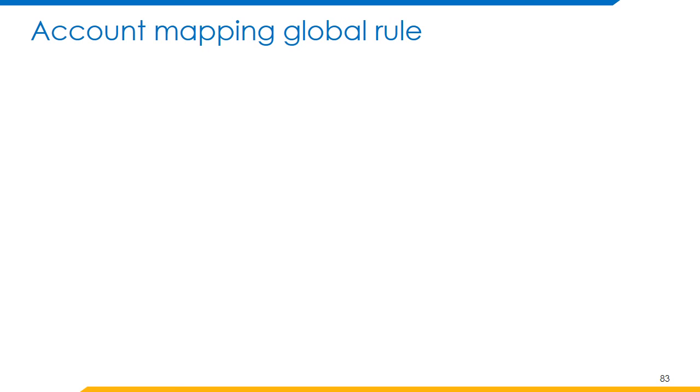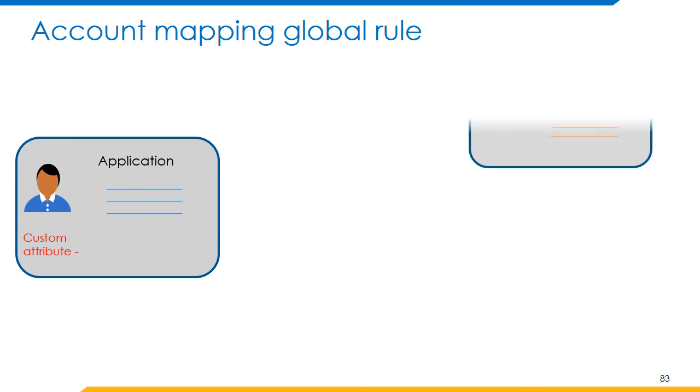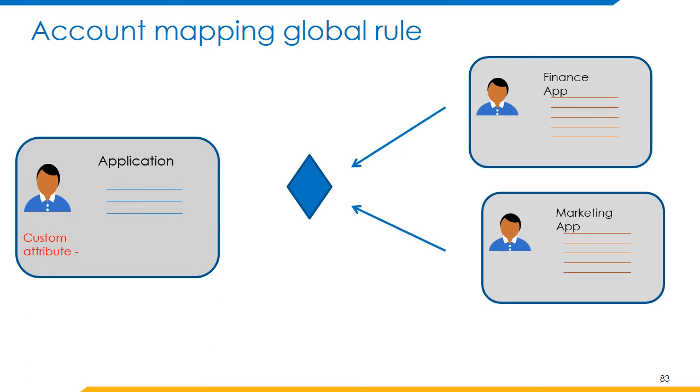Account mapping global rule. This rule is similar to the previous rule, except that the assigned value can be from any application across IdentityIQ. This rule expects a return value which shall be assigned to the corresponding attribute. Each and every application is going to be considered.